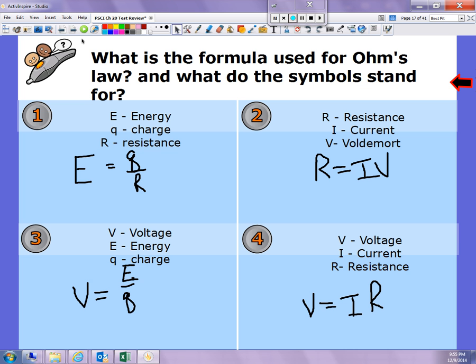Okay, what is the formula used for Ohm's law? And what do the symbols stand for? 1, E equals Q over R. 2, R equals I, V. 3, V equals E over Q. And 4, V equals IR. Take a second to look also at what these symbols stand for.